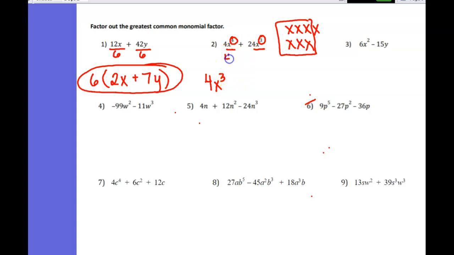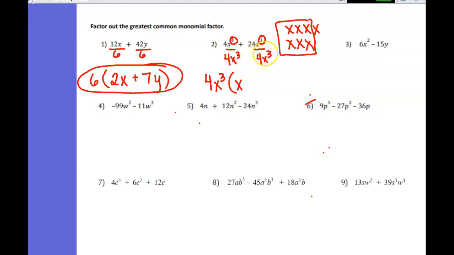By doing that, now to do the reverse distributive, it's like I'm taking each term and dividing it by 4x to the third. And when I do that, I use my properties of exponents. 4 divided by 4 is 1. X to the fourth divided by x to the third is just x.